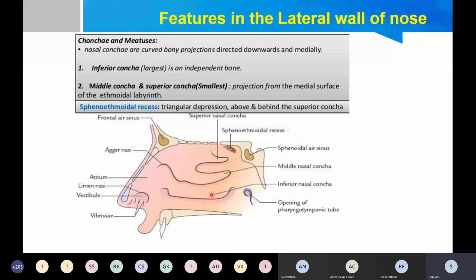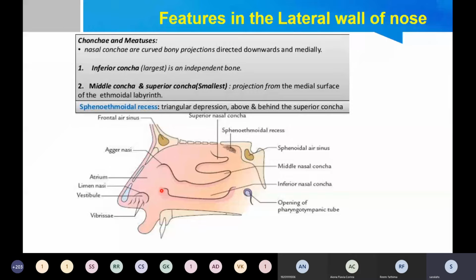If you can observe here, superior concha and middle concha are continuous, isn't it? So these two are formed by a single bone. That is the labyrinthine part of the ethmoidal bone. Labyrinthine part of the ethmoidal bone forms the superior and the middle concha, and the inferior concha, if you take, it is separate from those two, isn't it?